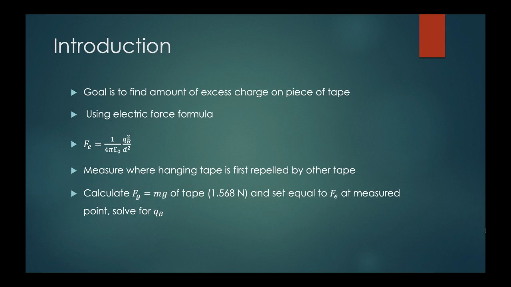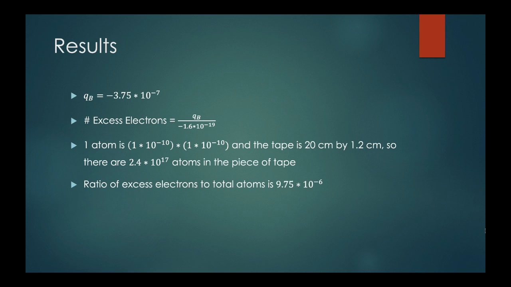And then what I did after that was set the force of gravity equal to the electric force, because at that point was where it started to repel, which means this is when the force of gravity and the electric force were about equal with each other. So using that, I could solve for the unknown, which is the charge of the tape. The result I got from that was negative 3.7 times 10 to the negative 10th.